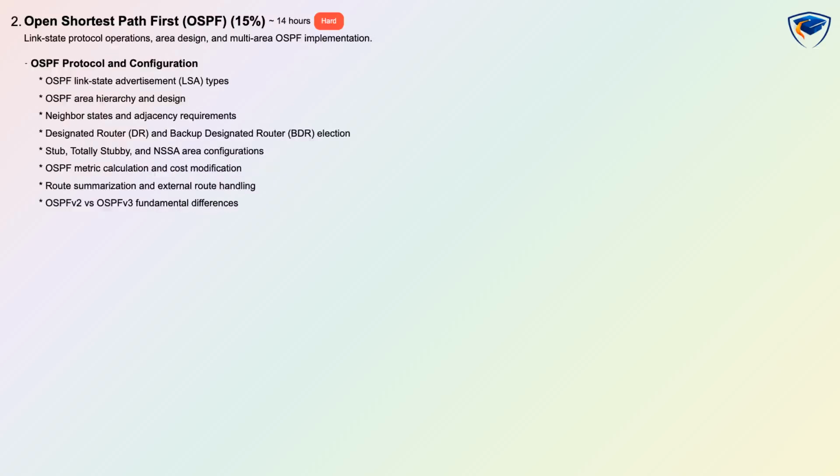OSPF covers 15% of the exam, labeled hard, and requires about 14 hours of study. You will master link state operations, LSA types, area hierarchy and multi-area design, neighbor states, and BDR-DR behavior. Expect to study stub, totally stubby, and NSSA areas, metric calculation, route summarization, and the differences between OSPFv2 and OSPFv3 in conceptual and scenario-based assessments.